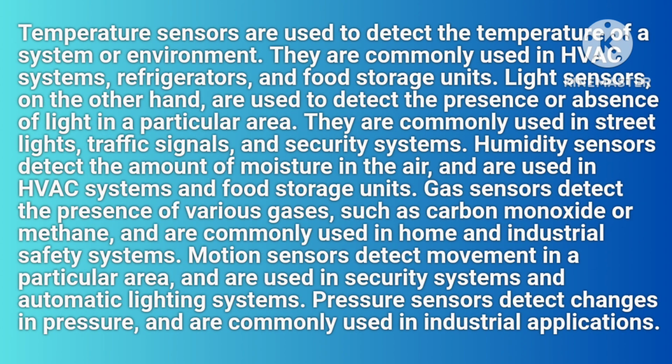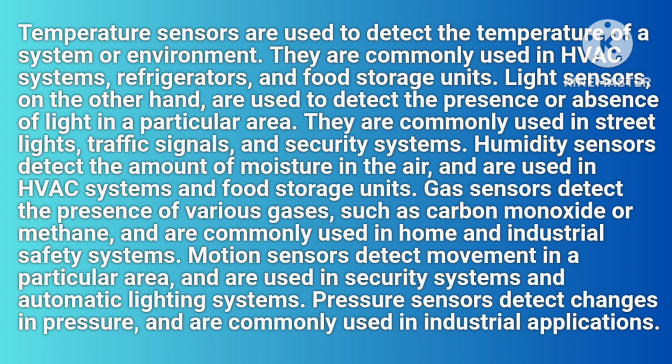Temperature sensors are used to detect the temperature of a system or environment. They are commonly used in HVAC systems, refrigerators, and food storage units. Light sensors, on the other hand, are used to detect the presence or absence of light in a particular area. They are commonly used in street lights, traffic signals, and security systems. Humidity sensors detect the amount of moisture in the air, and are used in HVAC systems and food storage units.